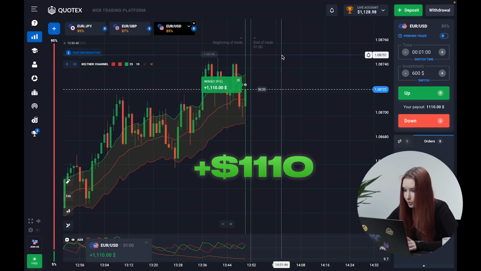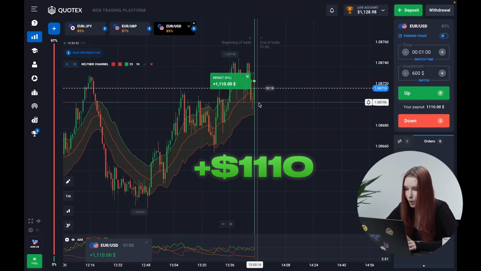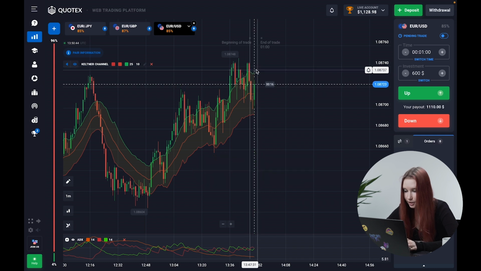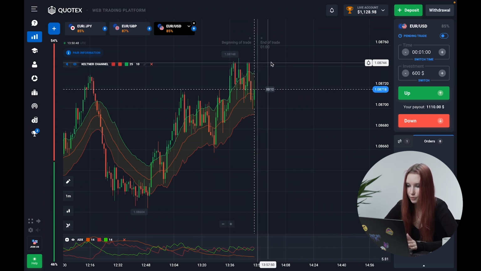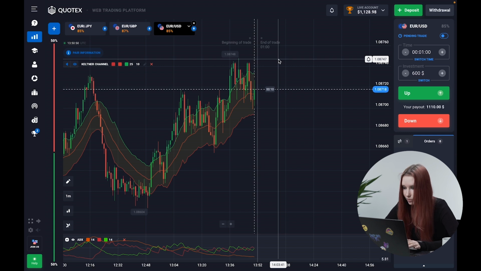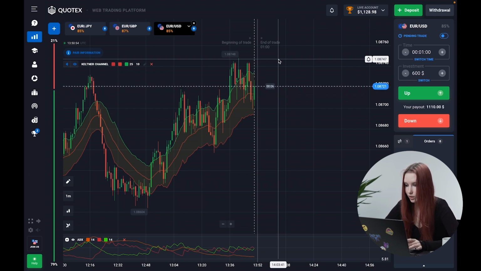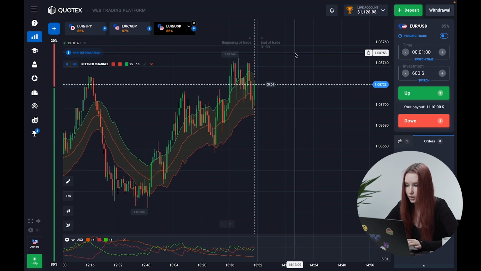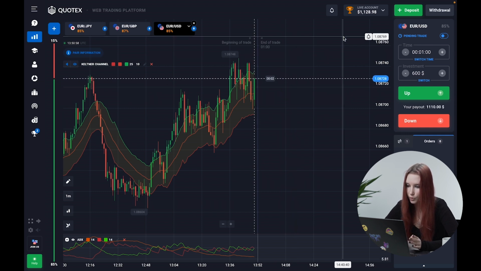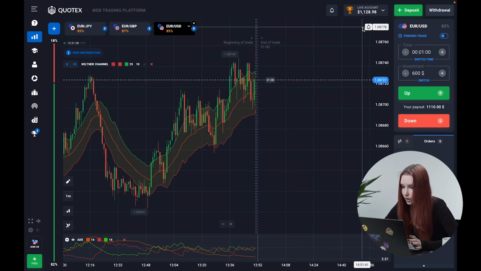Yeah, that was pretty predictable from this point. The price is growing through the high line of Keltner. Okay guys, I made already my initial deposit more than 10 times. It's more than 100 times, I think, already, as I have more than $1,000 on my balance.